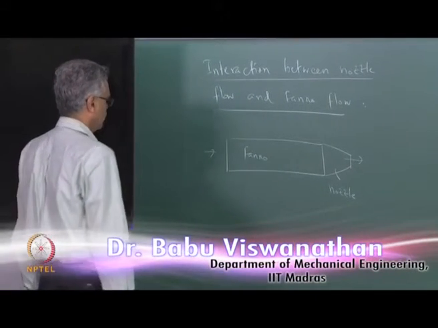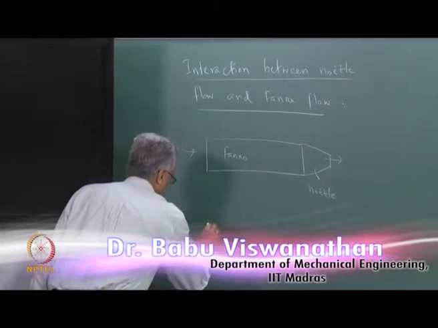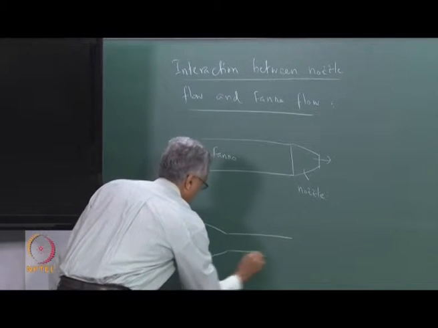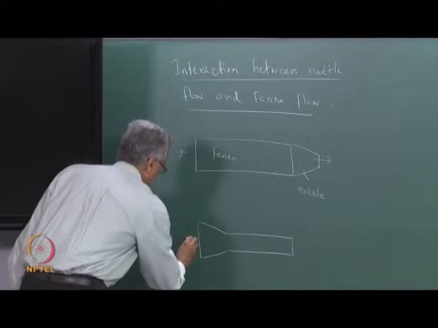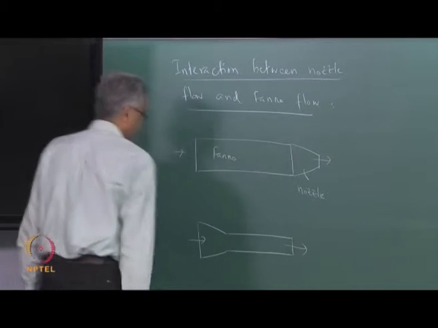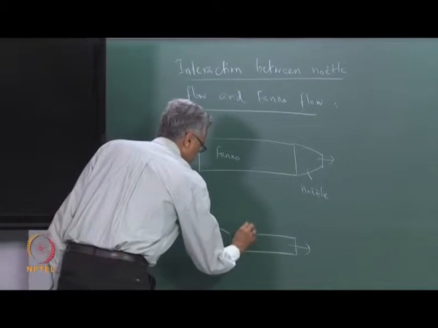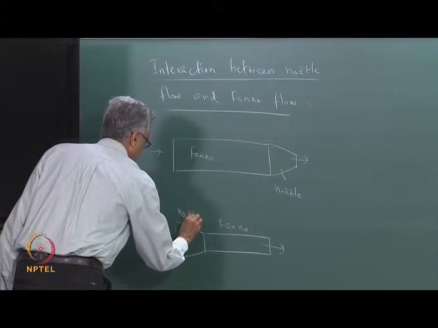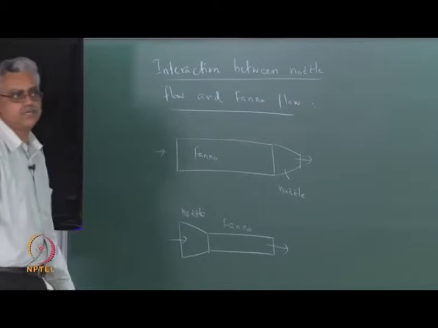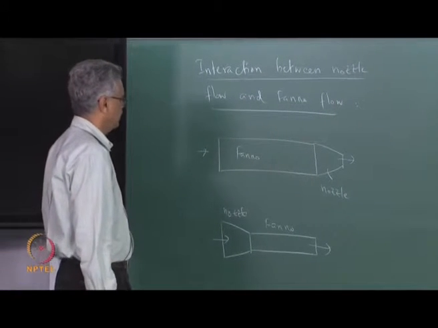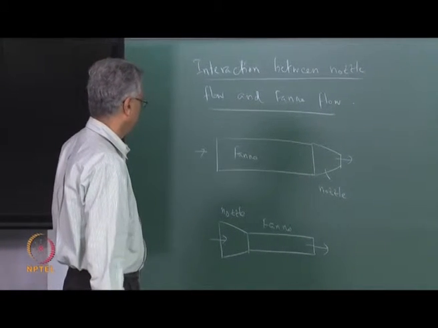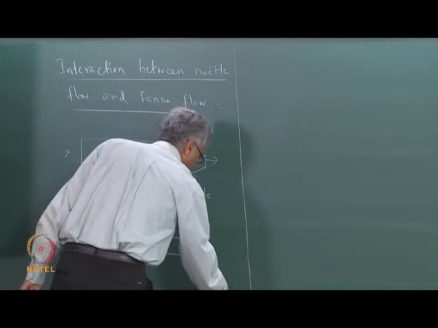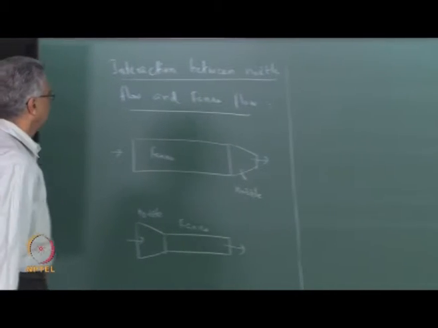And then we also considered a situation when we had a nozzle which preceded a pipe or a duct like this. So, we had flow which was going through. We had fanno flow here, and this was the nozzle. So, we had isentropic flow in the nozzle. We looked at both these cases in the previous lecture. And today we are going to look at the interaction between flow in a convergent divergent nozzle and duct.